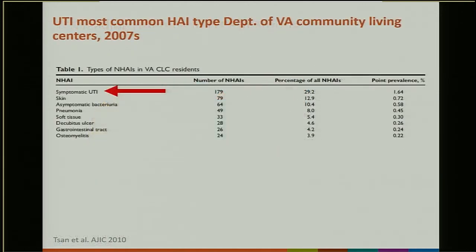The other place we can look to understand why we put a focus on urinary tract infections is, as I mentioned, the Department of VA, which has done a series of point prevalence surveys in their community living centers. This is data from one of their surveys, again showing that 30% of all of the nursing home onset HAIs that were identified were symptomatic urinary tract infections. So at this point, there is good evidence to support the need to continue focusing on and looking at UTIs that occur in nursing homes.